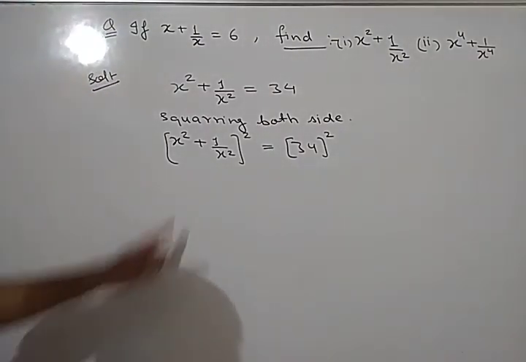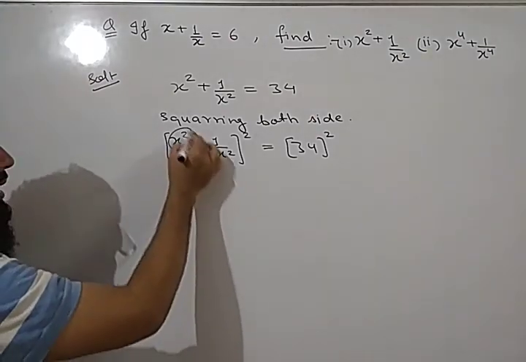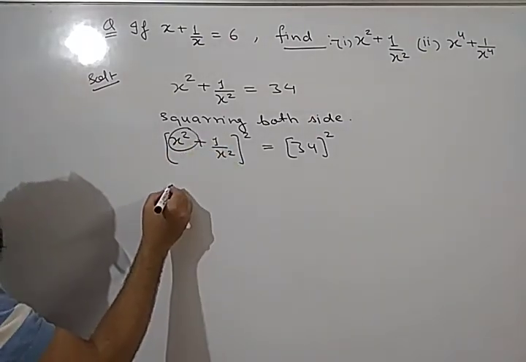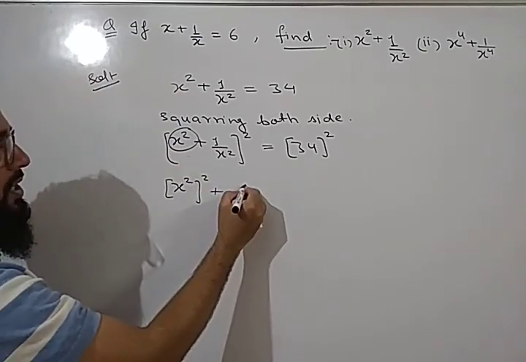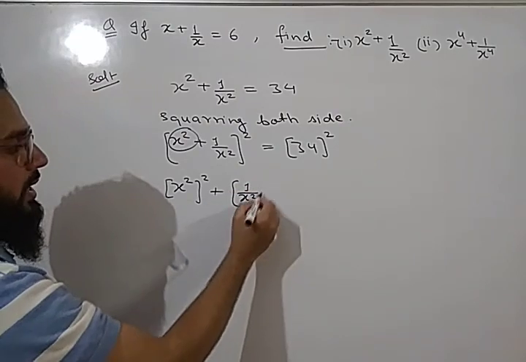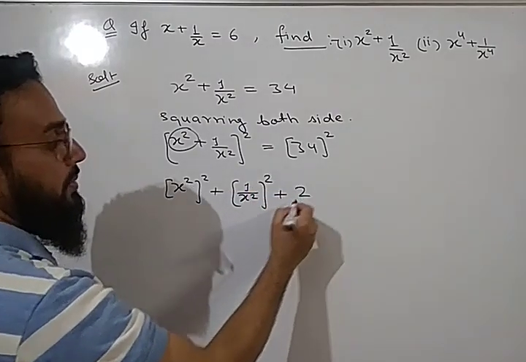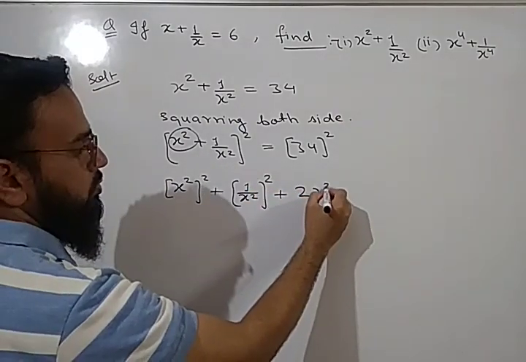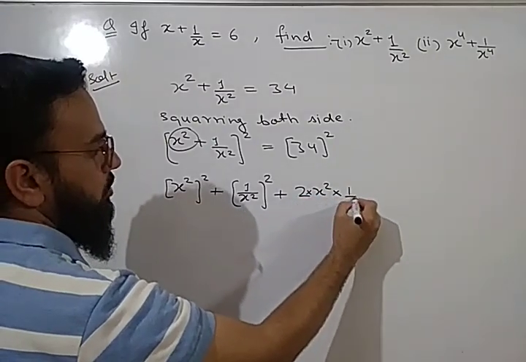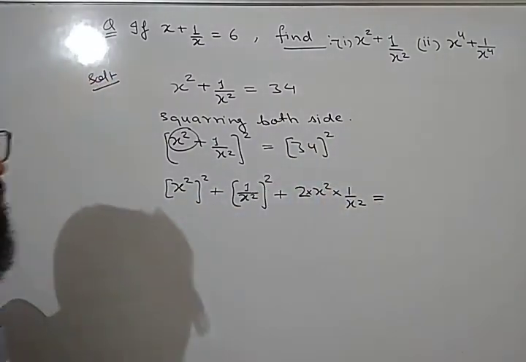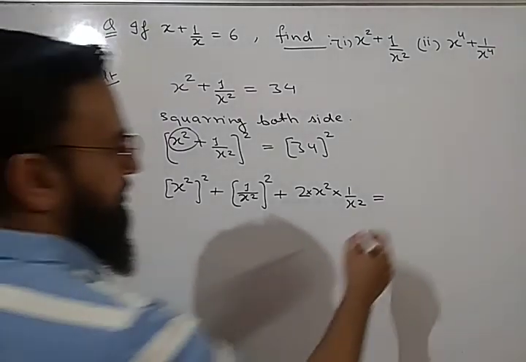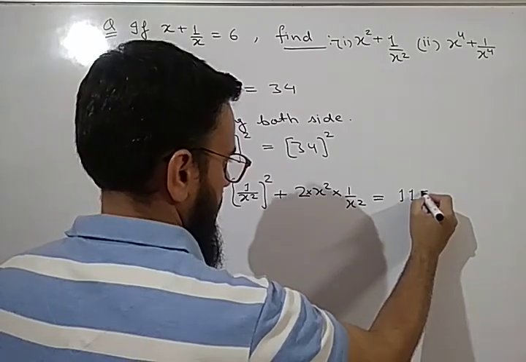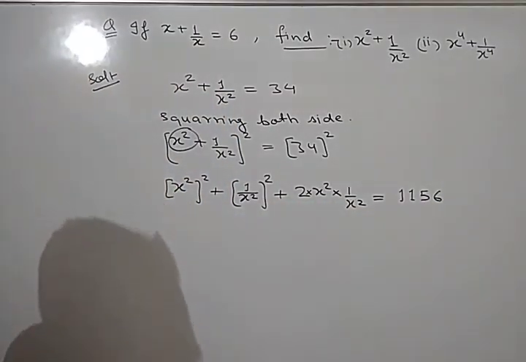So if you open again this term, this is our a and this is b. So it will be a square, means x square whole square, this is a square, plus b square, it will be 1 upon x square whole square, plus 2ab. So what is a? It is x square. 2 into x square into 1 upon x square, it will be equal to 34 square. So the square of 34 will be 1156. You can find it out.